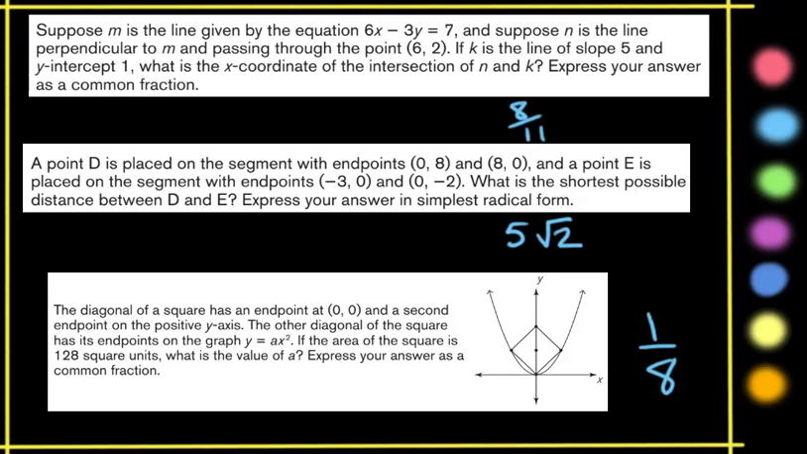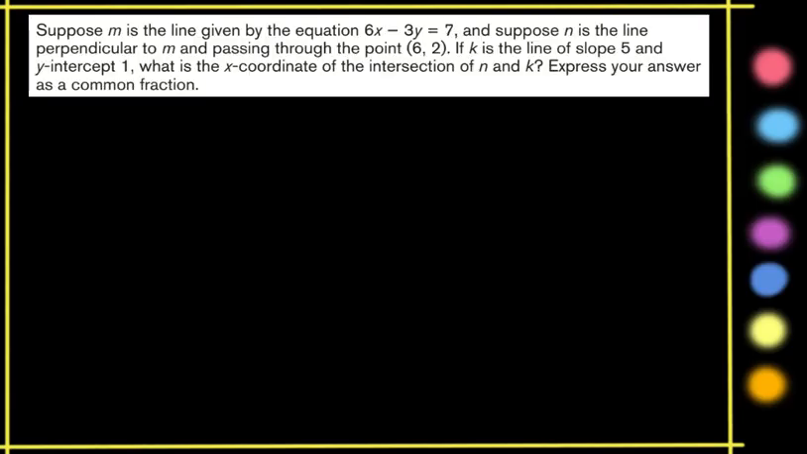There we go. All right, so let's go ahead and work these out. Let's start with this one here. So this one says, suppose M is the line given by this equation, and suppose N is the line perpendicular to M and passing through this point. And then K is the line of slope 5 and y-intercept 1. Okay, so we've got 3 different lines now. And then it says, what is the x-coordinate of the intersection of N and K?